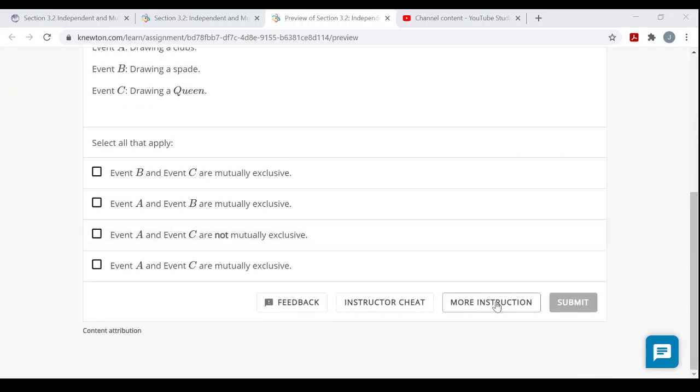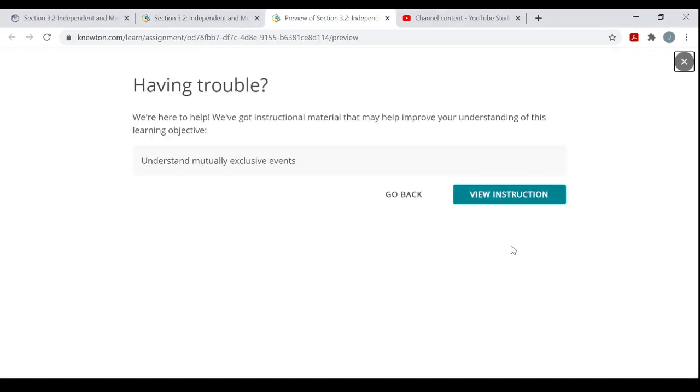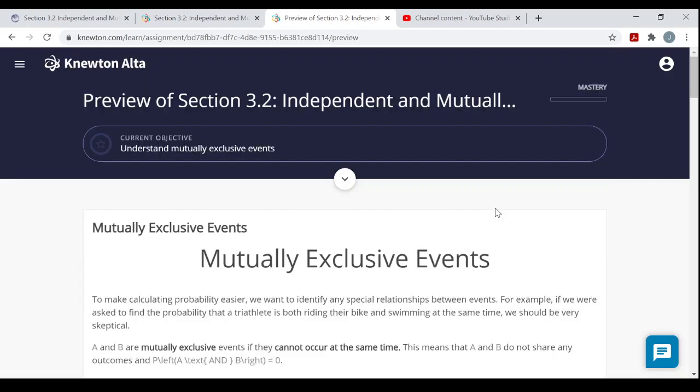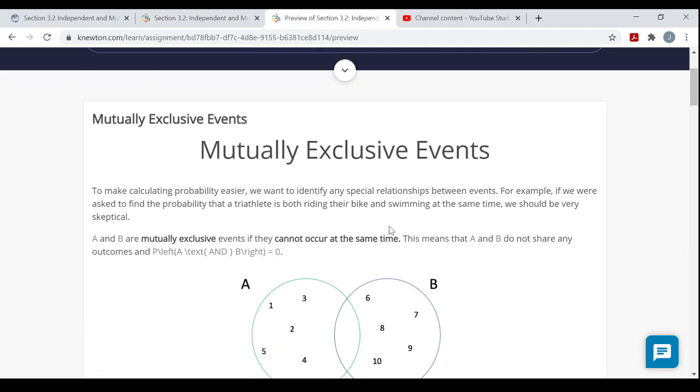As with most objectives, when you've seen it for the first time in these assignments, click on More Instruction. You don't have to. You can work through it without the instruction if you're comfortable with the material. Let me show you this instruction here on this objective and read you some definitions.